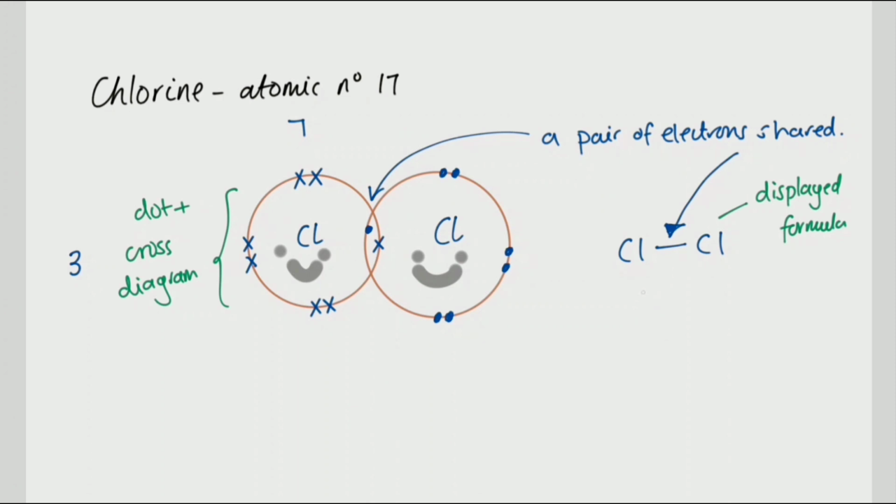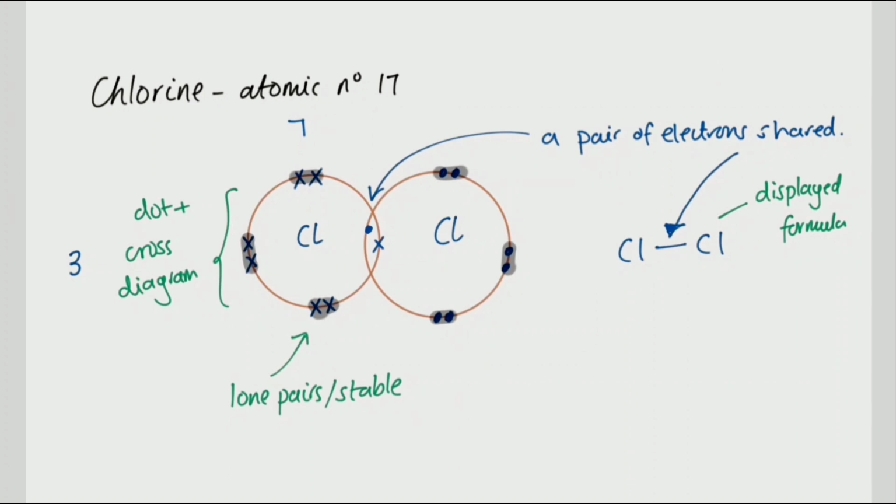We also have pairs of electrons that aren't involved in bonding. So if you look, there are 3 pairs of electrons on each chlorine atom that aren't involved in bonding. And these are known as lone pairs. Because they're paired up, they are fairly stable and therefore don't want to react, they don't want to bond.